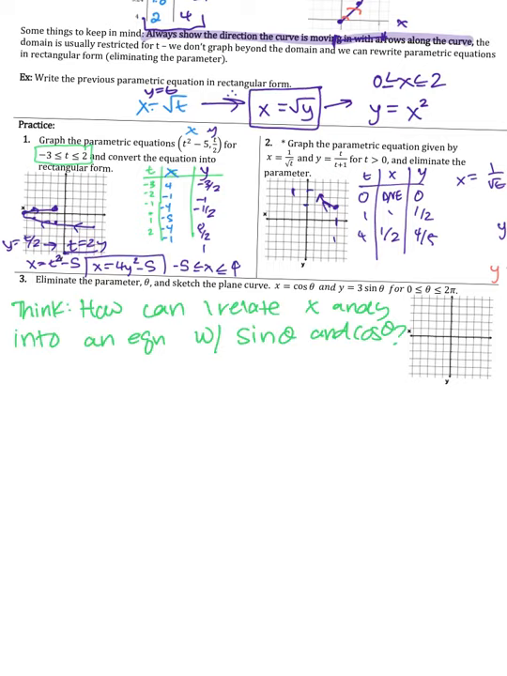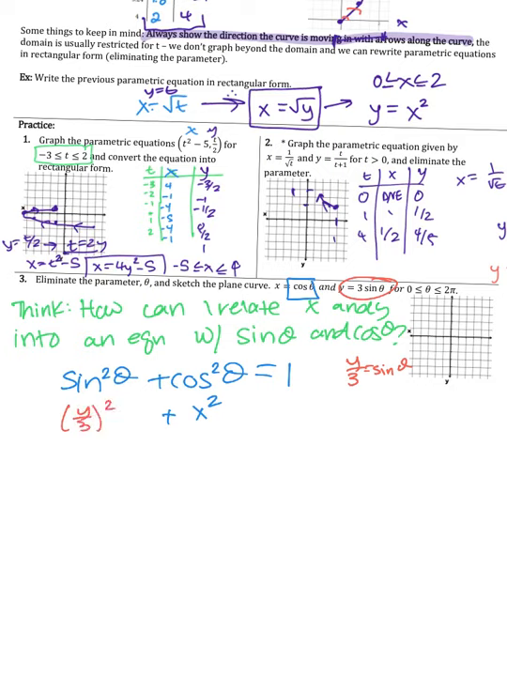So I'm hoping that the trig identity that came to mind here is that we know that sine squared theta plus cosine squared theta equals 1. And now if we know that x is cosine of theta, then this can just become x squared. Cosine squared is x squared. If we know that, let's use a different color here, y is 3 sine of theta, then y over 3 is sine of theta. So we can put y over 3 squared here. This is still going to equal 1. So I like to put my x squared first.